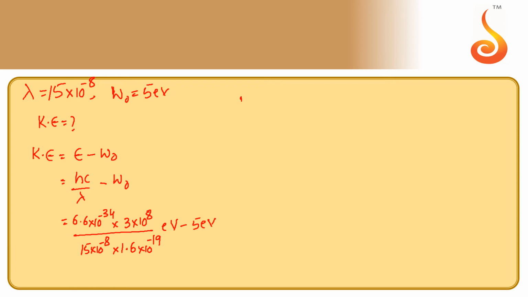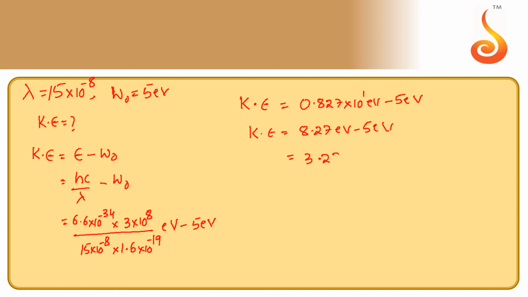So what we get? Kinetic energy is equal to 0.827 into 10 power 1 electron volt minus 5 electron volt. So kinetic energy is equal to 8.27 electron volt minus 5 electron volt. So finally we'll get 3.27 electron volt. So that is the kinetic energy.